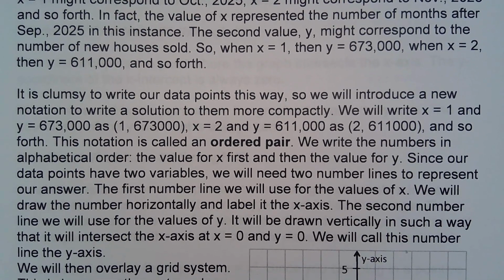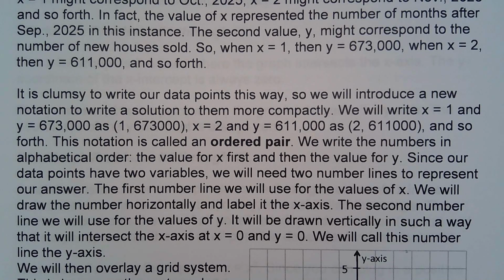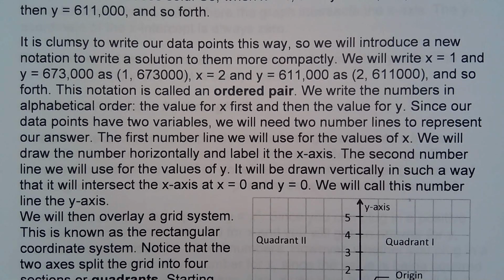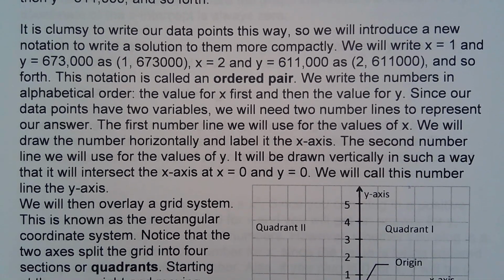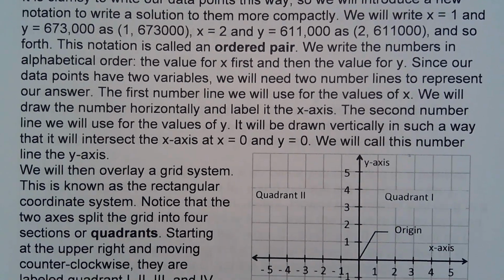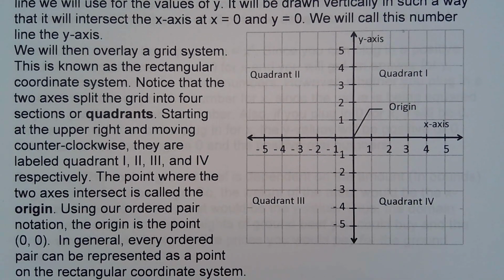Since our data has two variables, we need two number lines to represent our answer. The first number line we'll use is for the values of x. We will draw the number line horizontally and label it as the x-axis. The second number line we will use is for the y values. It will be drawn vertically in such a way that it will intersect the x-axis at x equals 0 and y equals 0. We'll call this number line the y-axis. We will then overlay a grid system. This is known as a rectangular coordinate system.